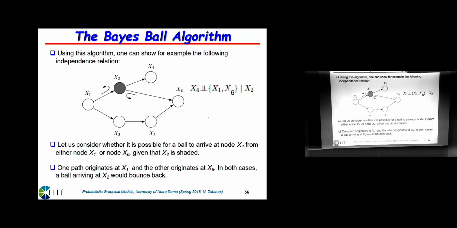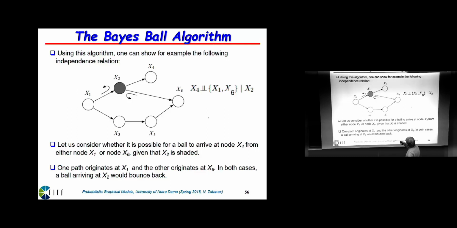So let's prove this. We have evidence x2, and we want to prove that x4 is independent of x1 and x6. So with the Bayes ball algorithm, what are we going to do? Given x2, we need to prove that x4 is independent of x1 and x6. So let's start with x1 to prove the independence of x4 with x1. We're going to throw a ball, and the ball can go this way or that way.